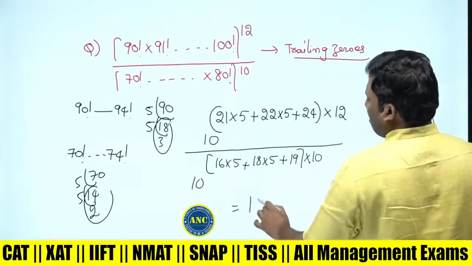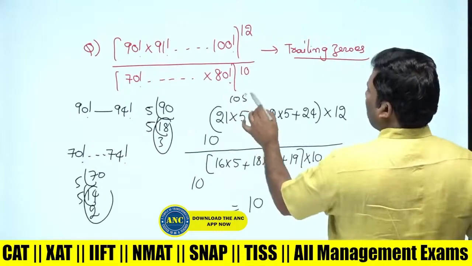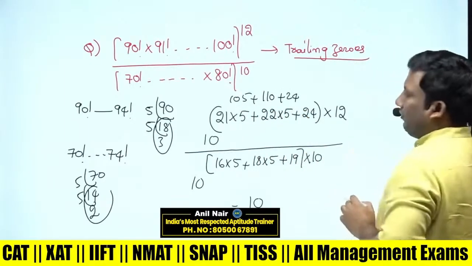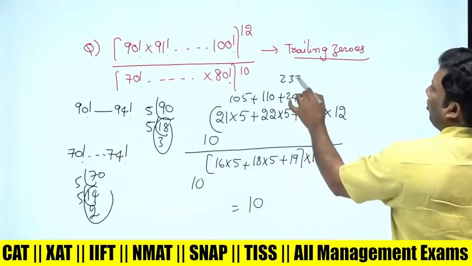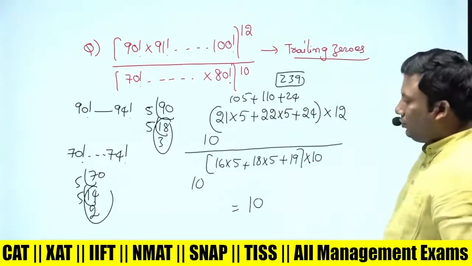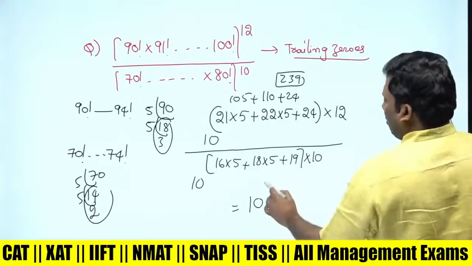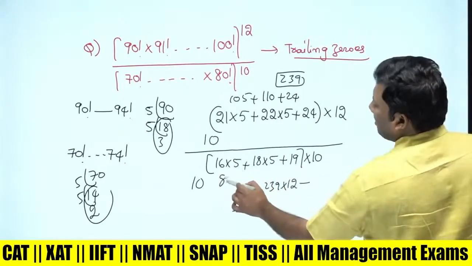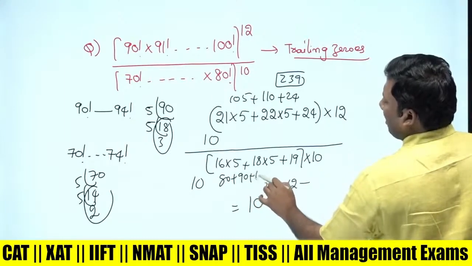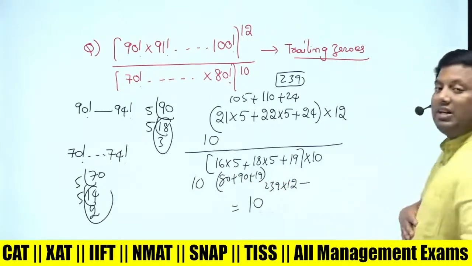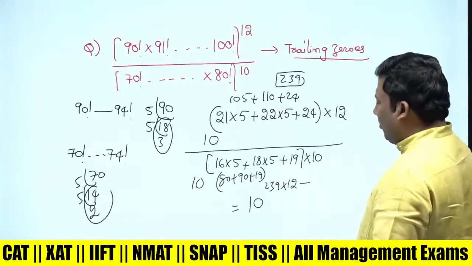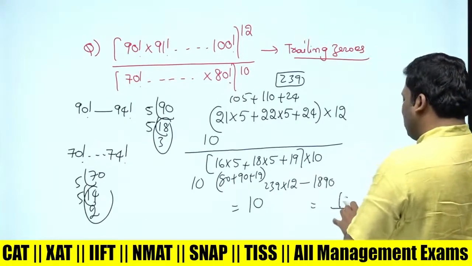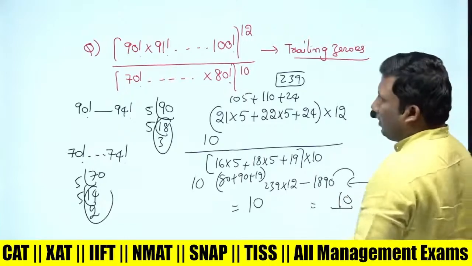Into 10. So this will be 105. This will be 110. This will be 24. These give 215. 215 plus 24, 239. And this will be 10 power 239 into 12 minus 16 5s are 80, 18 5s are 90, plus 9, 170 plus 19, 189, 189 into 10, 1890. Whatever the answer that you get here, that will be the number of zeros.